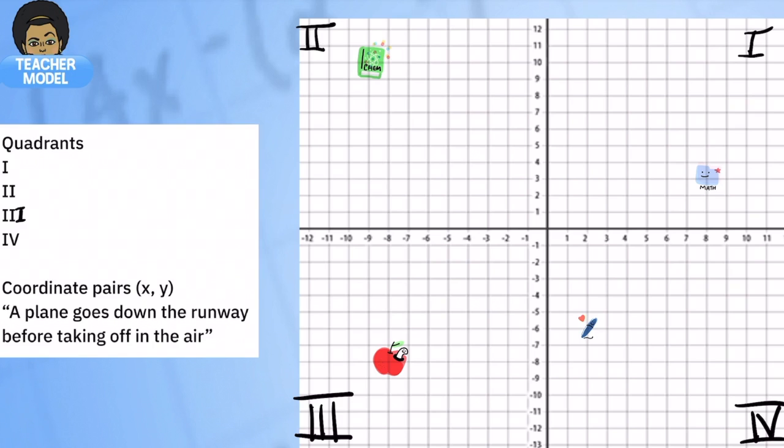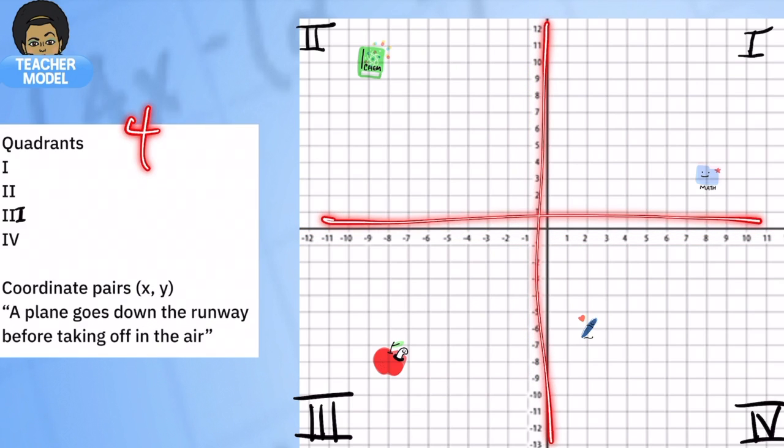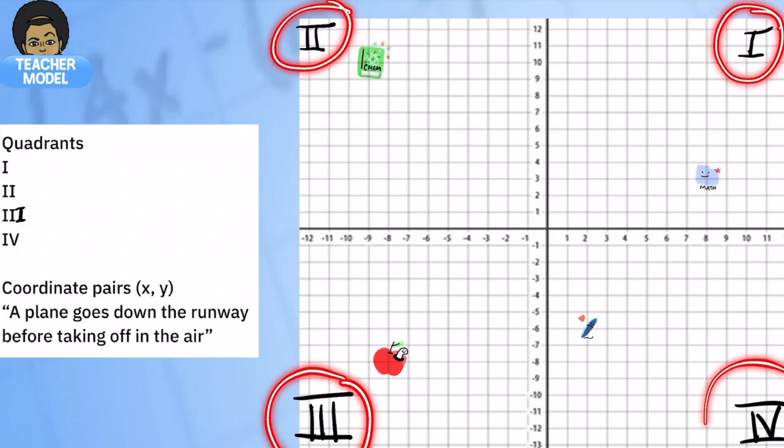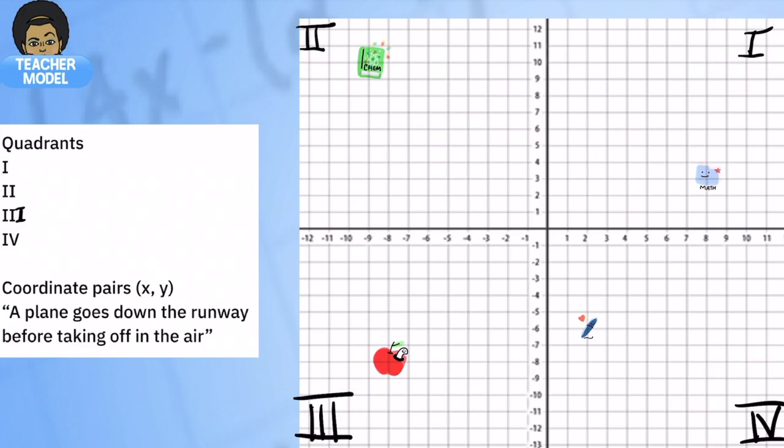So what I have here is our coordinate grid, and you can see that the axes split it into four sections. That's why we call them quadrants, because quadrant means four. I've labeled them 1, 2, 3, and 4, using Roman numerals. So that's the first thing I just want you to know.